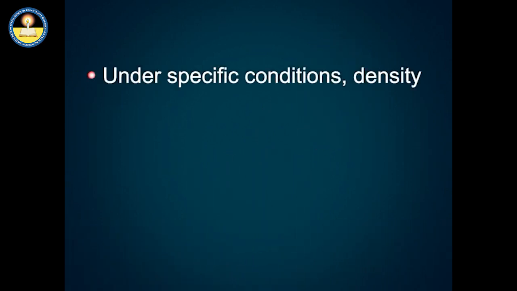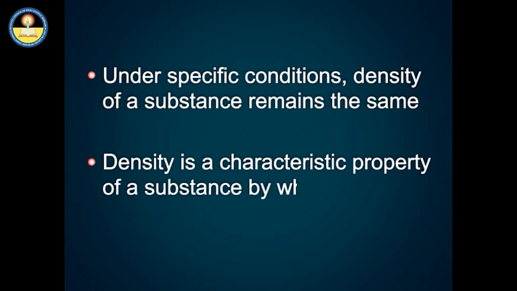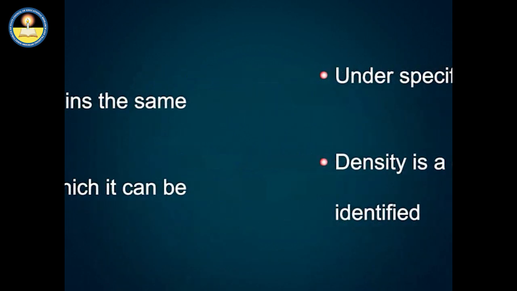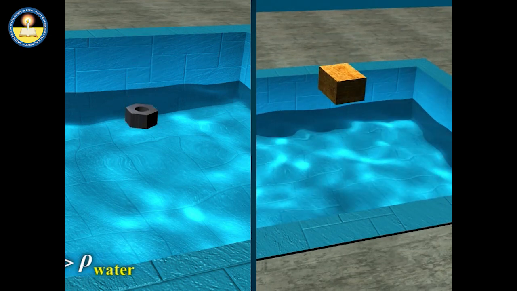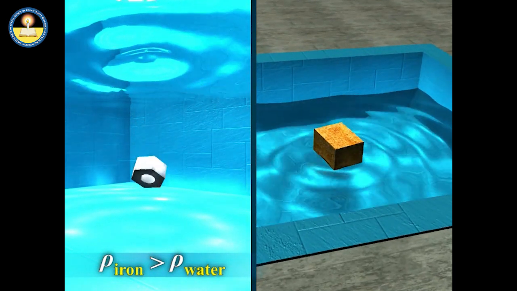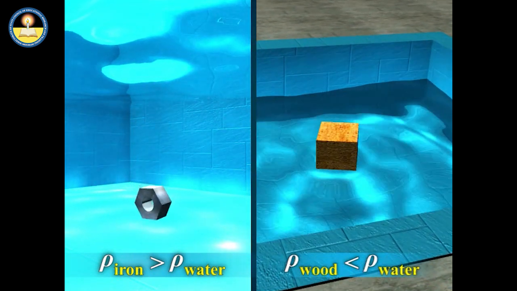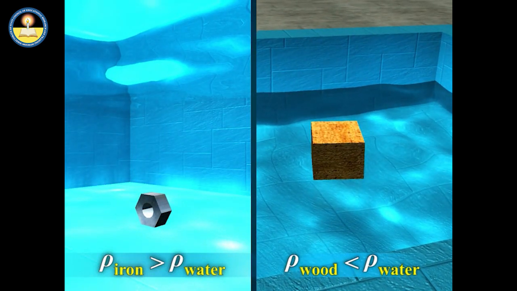Under specific conditions, density of a substance remains the same. Therefore, it is a characteristic property of a substance by which it can be identified. If one piece each of iron and wood are kept on the surface of water, iron sinks as its density is more than that of water, whereas wood floats because its density is less than that of water.